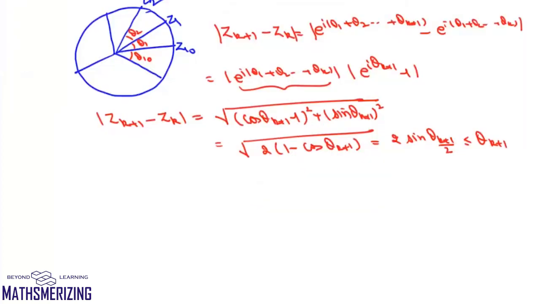Now if we take this summation, the sum of mod Zk plus 1 minus Zk will be less than or equal to the summation of theta k plus 1, and this summation of theta is nothing but 2 pi. That means this statement P is correct.